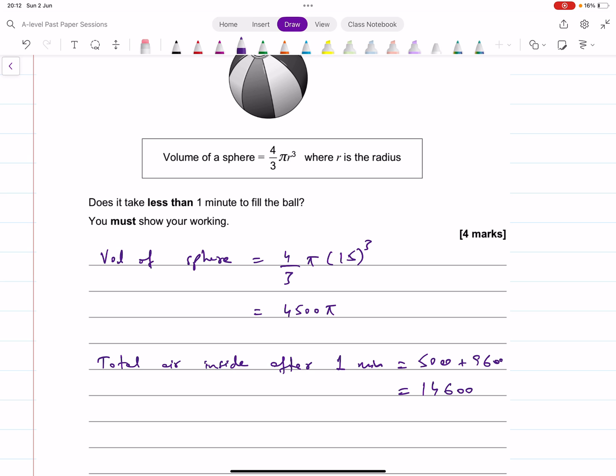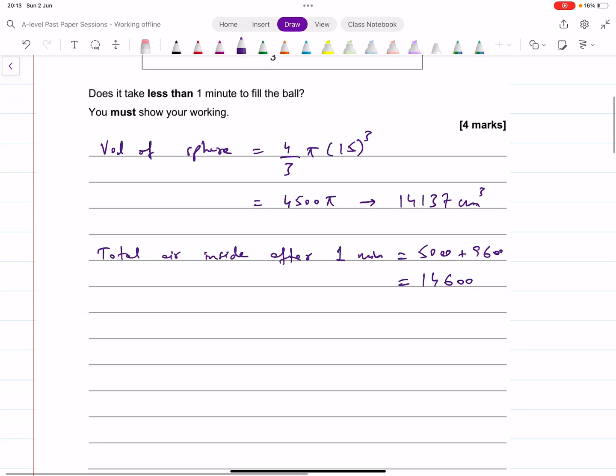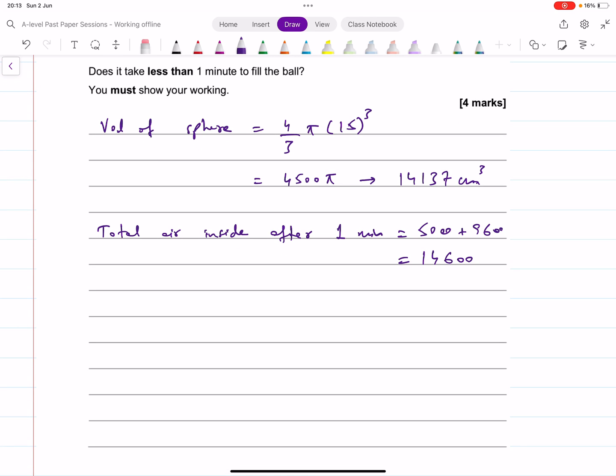Is the ball full at this point? Well, let's actually simplify this as well, 4,500 pi, and see what that turns out to be. That is giving me 14,137 centimeter cube. So if we keep pumping, we would expect there to be 14,600 centimeter cube of air pumped up to that point, but the total capacity is this.